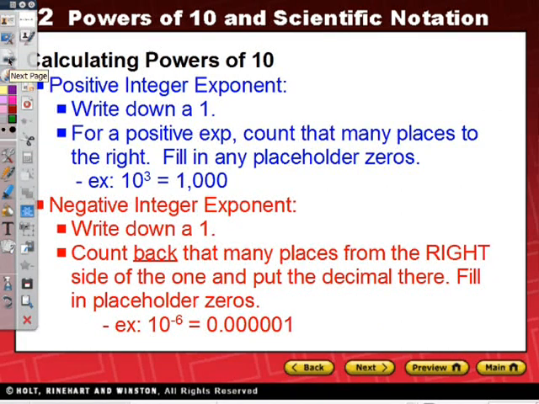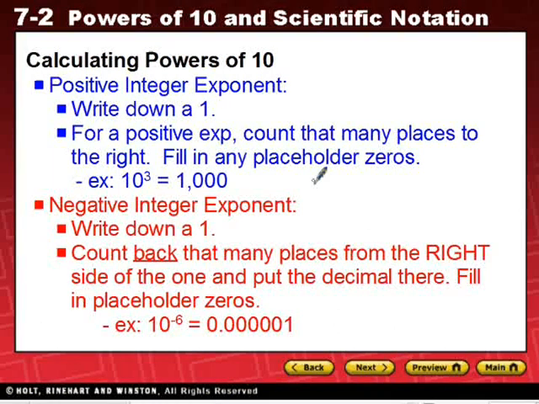So when you have a positive integer exponent, when you're calculating those powers of 10, you write down a 1, and then you count that many places, the number that the exponent says, to the right, and fill in any placeholder zeros. And you've got a spot for an example there. 10 to the third equals 1,000. It's a 1 with 3 zeros after it.